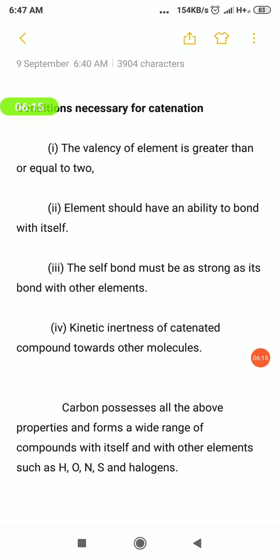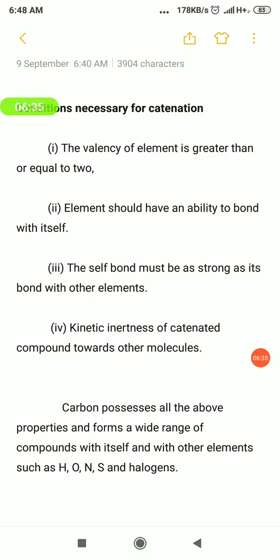ஓகேவா? ஒரு element catenation property show பண்ணுறதுக்கு it must have the valency either it's equal to 2 or greater than 2. இப்போ கார்பன் பார்த்தீங்கன்னா வேலன்சி 4 வருது. So it is able to form catenated compounds. Okay, so the first condition, the valency of an element must be greater than or equal to 2.